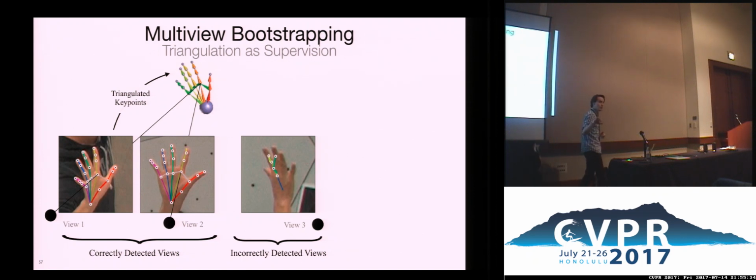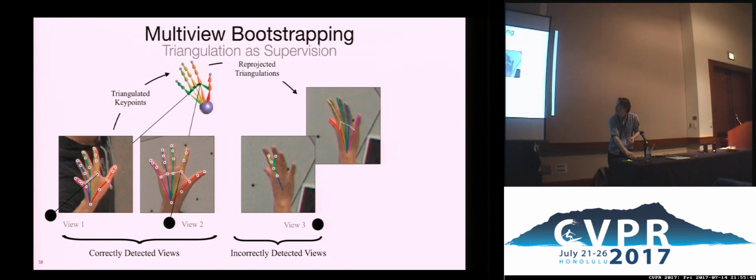So the idea here is we run our initial detector on all the views that we have. For those views where we actually get a good detection, we do triangulation. And then we can reproject that triangulated image onto all of the other views, right? So we have suddenly converted a detector that was pretty bad on this particular view into a good detection.